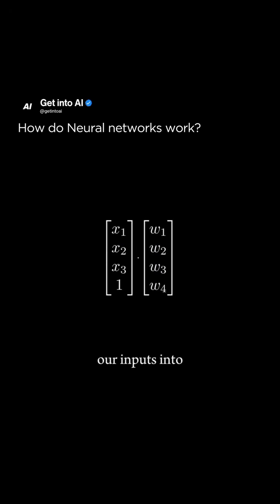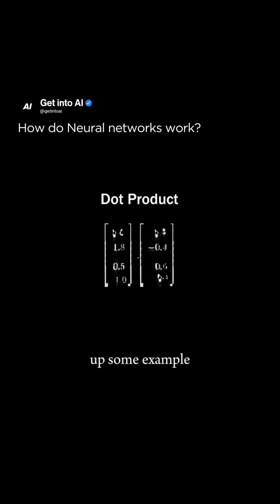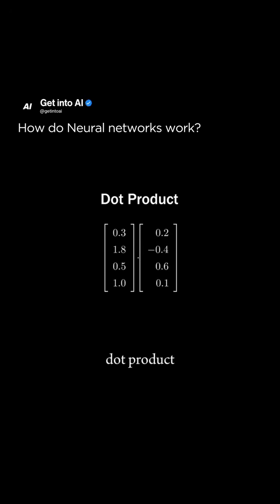We can put our inputs into a vector with an extra 1 for the bias and our weights into another vector, and then take what is called the dot product. Let's just make up some example values. To take the dot product, we multiply each input by each weight and then add them all up.